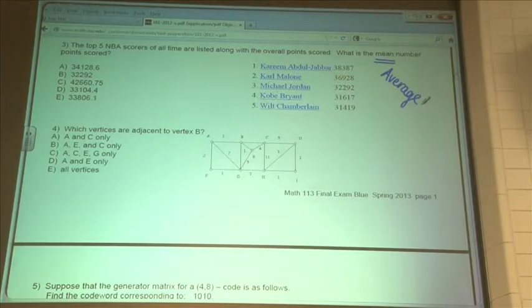And we've got 38387 plus 36928 plus 32292. Are we clear on where these numbers are coming from? Okay. Plus 31617 plus 31419. That gave me, let's see, I've got 170643. After you add everything up, we divide this by 5. I've got 34128.6. How about A? How are we doing?